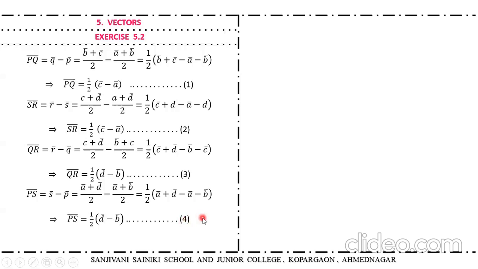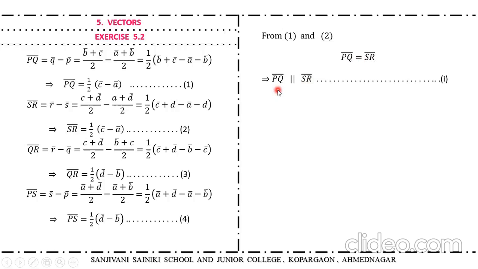Okay. This is our equation number 4. Now from equation 1 and 2, their right hand sides are same, so left hand side must be same. So we get PQ bar is equal to SR bar. That means they are parallel, they are equal. That means their vectors are equal.